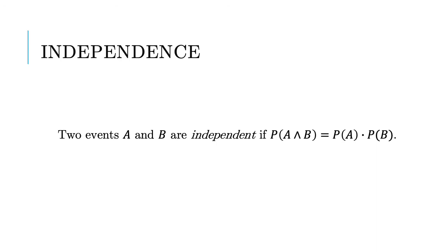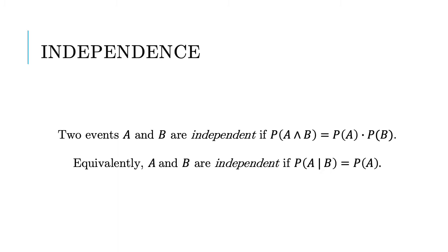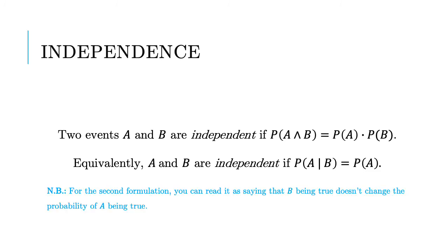Independence. Two events A and B are independent if the probability of their conjunction is equal to the product of their probabilities. Equivalently, A and B are independent if the probability of A conditional on B reduces merely to the probability of A. For the second formulation, we can read it as saying that B being true doesn't change the probability of A being true.